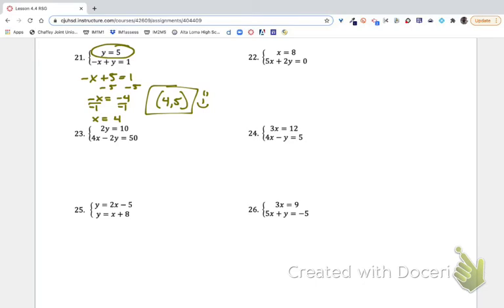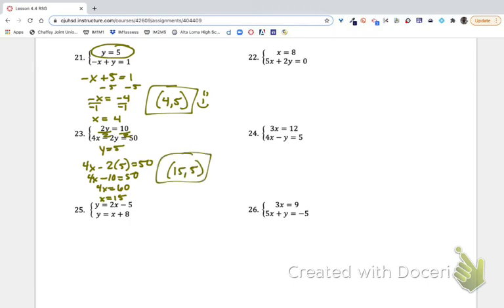For number 23, again, finding that substitution. Well, it's a little bit more involved because now I've got to divide both sides by 2, and you have y equals 5. Again, hey, cool. So now I can take everywhere I see a y, and I can plug in a 5. 4x minus 2 times 5 equals 50. 4x minus 10 equals 50. 4x equals 60. x equals 15. Added 10 to both sides, divide both sides by 4. So for our solution, we get 15, 5.